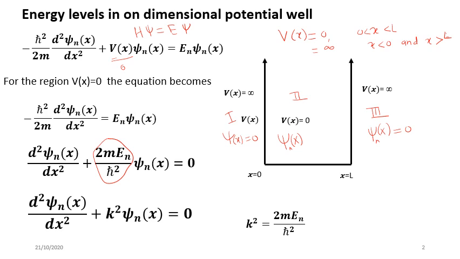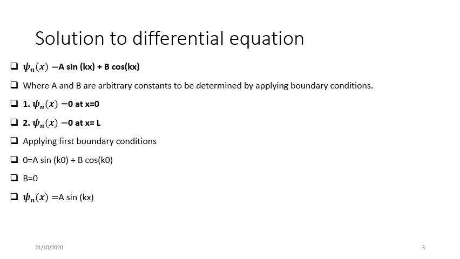Once we have converted it into this form, the equation is in the form of the known differential equation, so we can get the general solution. The general solution is psi of x equal to A sin kx plus B cos kx. We have to determine the values of A, k and B. These are constants which we can determine by using the boundary conditions.